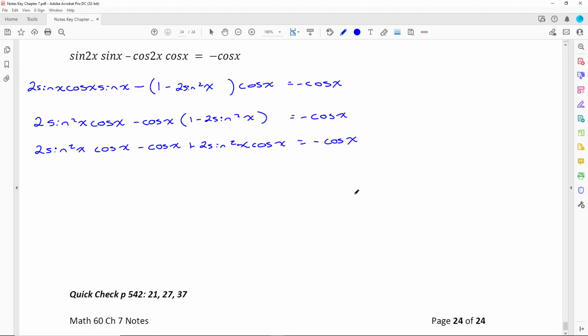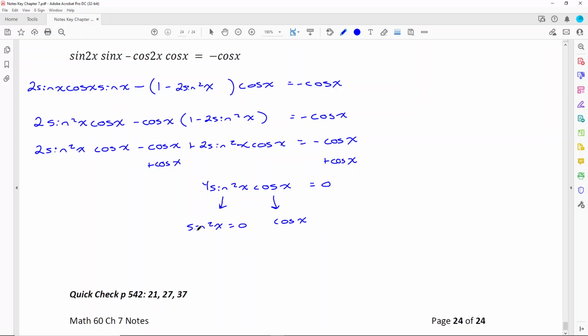Now, because I can't isolate a trig function, I'm going to make it equal to 0 to solve. So I'm going to add cos x to each side. Add cos x, add cos x. I'm looking for that matching term. And I end up with 2 sine squared x cos x minus cos x plus cos x is gone, plus 2 sine squared x cos x. So I've actually ended up with 4 sine squared x cos x is equal to 0. Now, believe it or not, this is in factored form. It's factored because these are all multiplying. So to solve, I have to set each factor equal to 0. So I've got sine squared x is equal to 0, and I've got cos x is equal to 0.